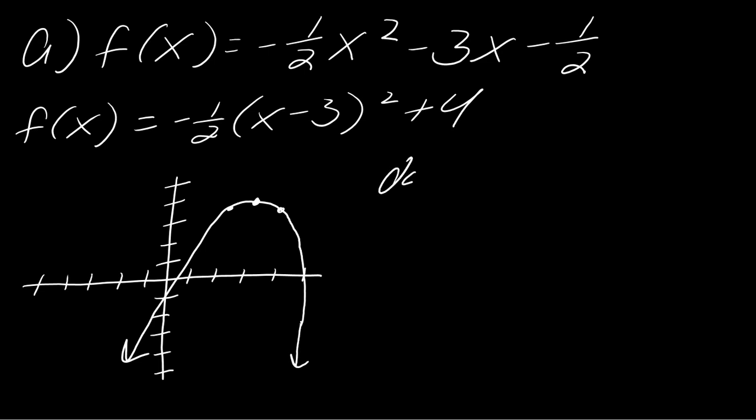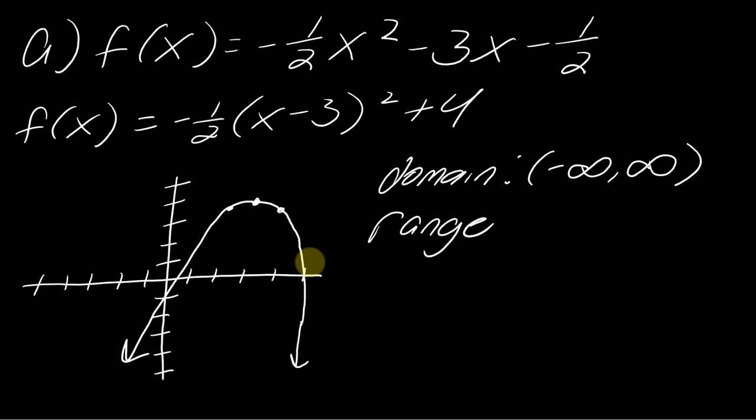So I still need to find the domain. The domain of a parabola in general is just all real numbers. Remember, domain means how far are you going to the left and to the right? Where are you going on the x-axis? We're going to cover the entire x-axis. So the domain is just all real numbers, so it's just negative infinity to infinity.